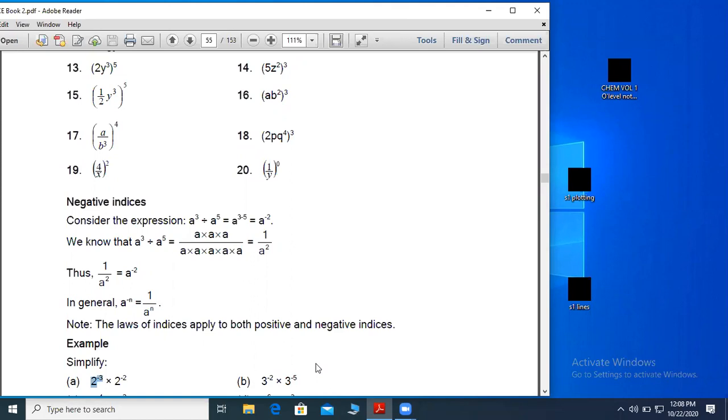2 to power 5. No, you are wrong. Joshua, can you tell us what we get here? Using this rule, what is 2 to power negative 2? Where is Joshua?